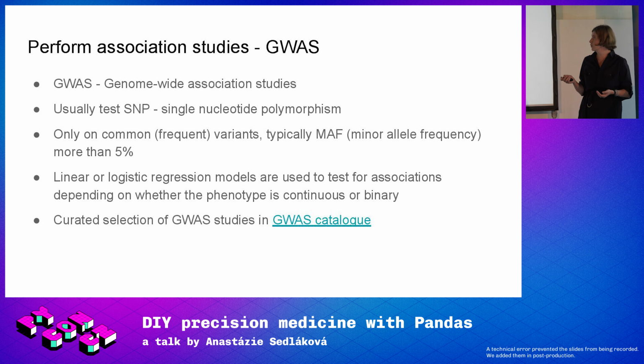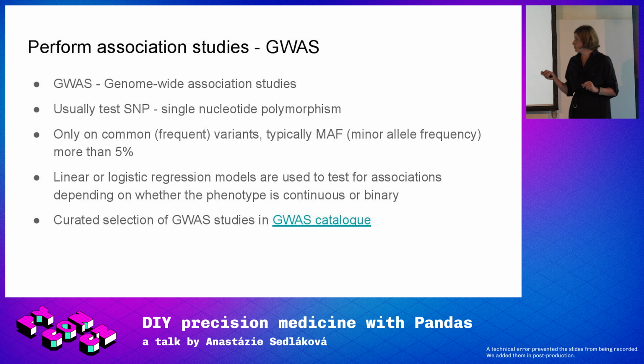You also want to look at the common variants where the minor allele frequency, and an allele is a form of that variant, and we'll look into that in a moment, is more than 5%. Why so? It's just to make it statistically significant. So in case you're interested in some other type of analysis, you can Google rare variant testing, but I will not talk about it today.